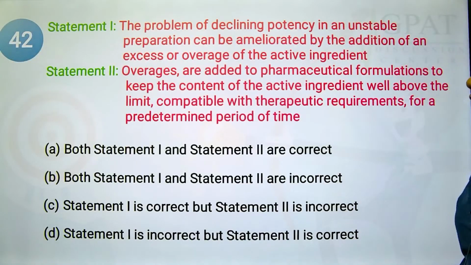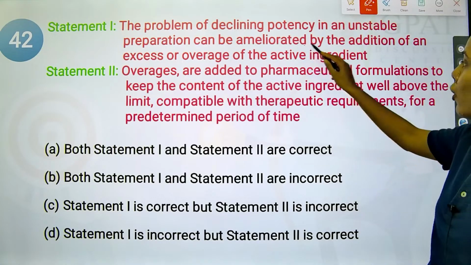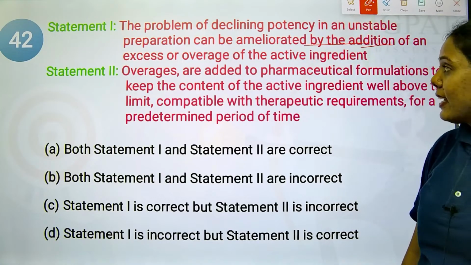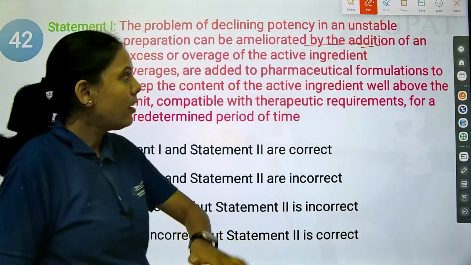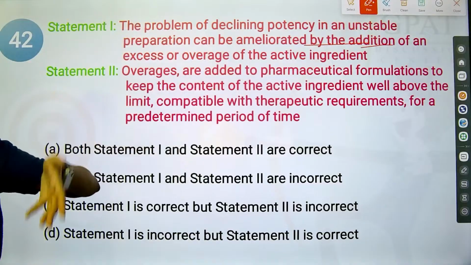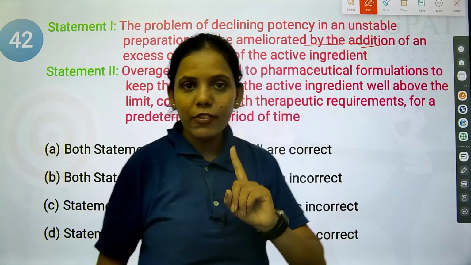The next is the problem of declining potency in an unstable preparation can be ameliorated by the addition of an excess or overage of the active ingredient. So this is the problem. When there is a decrease in the potency, you add an additional amount of the drug. So this is the first statement.